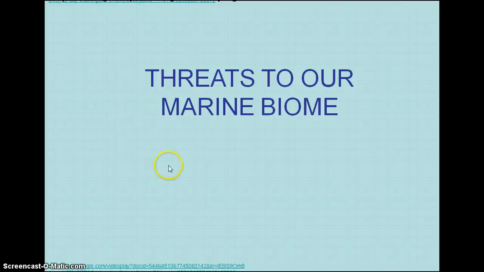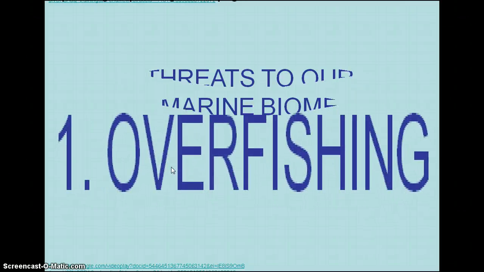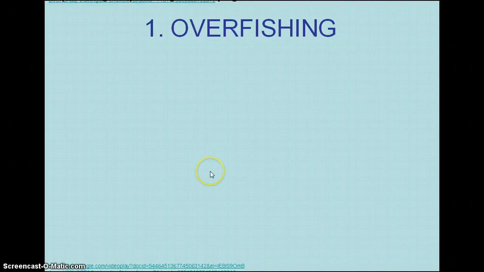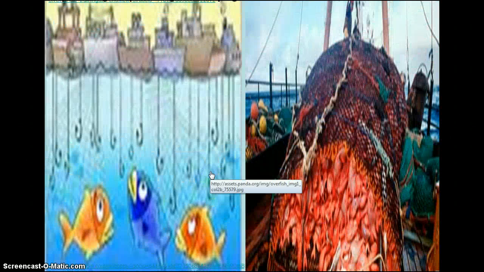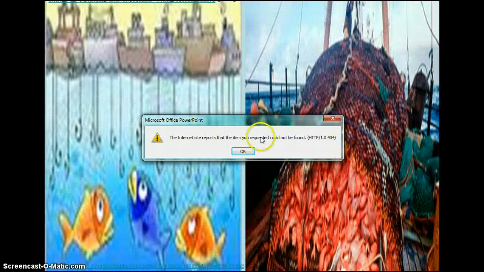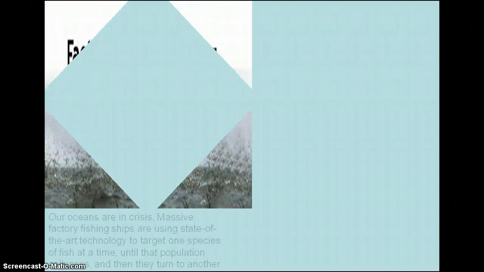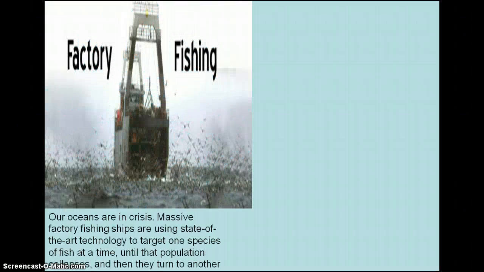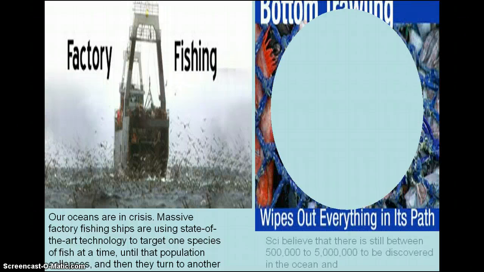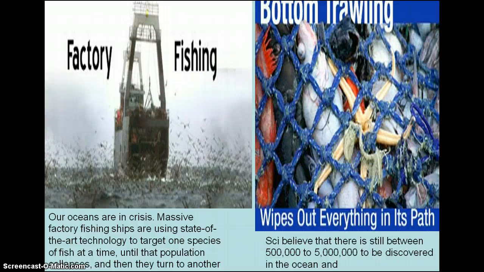So, other threats to our marine biome, and we talked about these in class. Overfishing is one of the biggest threats to the marine biome, and these are just some pictures of overfishing. More pictures. This is factory fishing, where it still leads to overfishing, where fishermen are using state-of-the-art technology to target one species of fish, and then basically that leads to a collapse in the population of that fish.